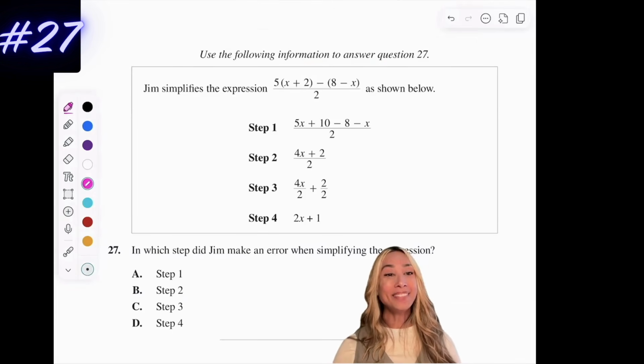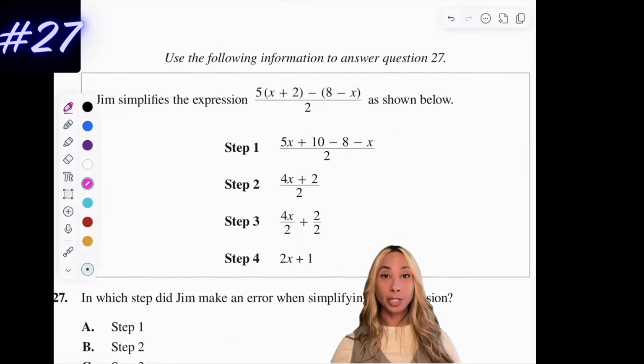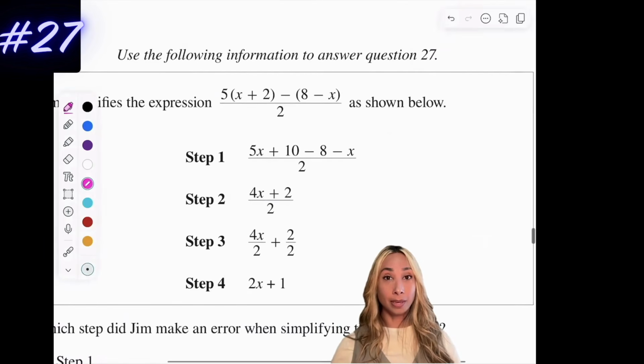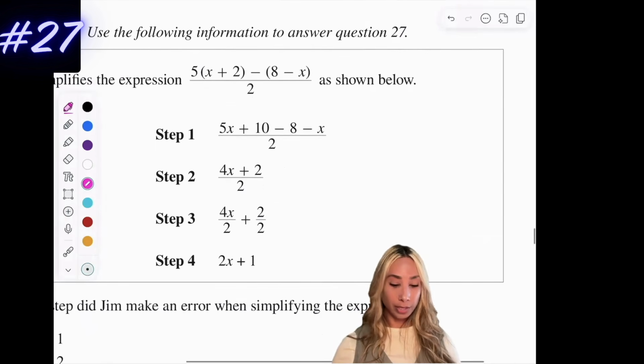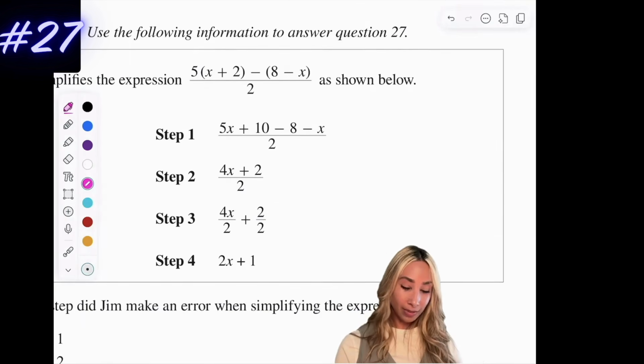All right, number 27, Jim simplifies the expression as shown below, and they want to know in which step Jim made an error. So the first thing I'm going to do is ignore all the steps, because sometimes we can get influenced by what we're seeing there. So instead, let's just try and solve this on our own. In fact, even this I'd probably ignore, but let's see.